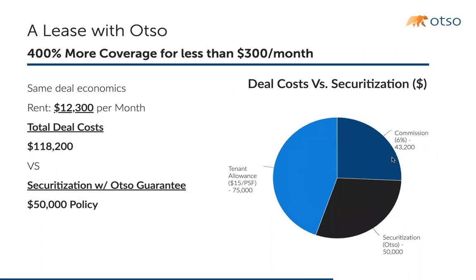And so let's talk about Otso. How would Otso be used in this situation? So it's the same deal economics. If it was a 5,000 square foot lease and the rent is $12,000 a month, let's say we were able to approve that tenant for a $50,000 policy. The cost of that policy on average for Otso would be $300 more a month in rent.